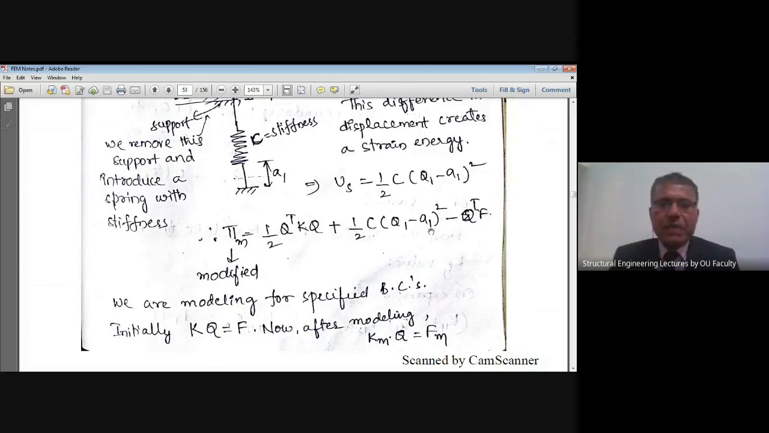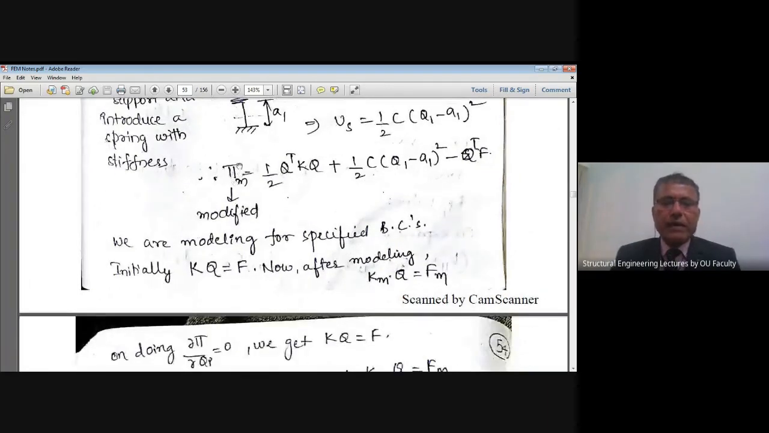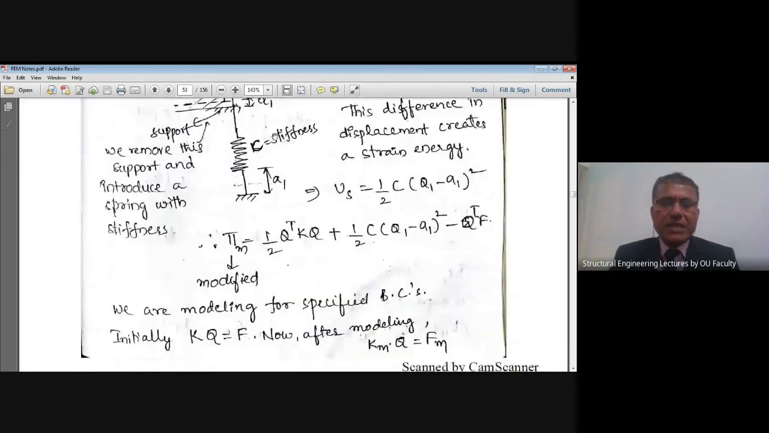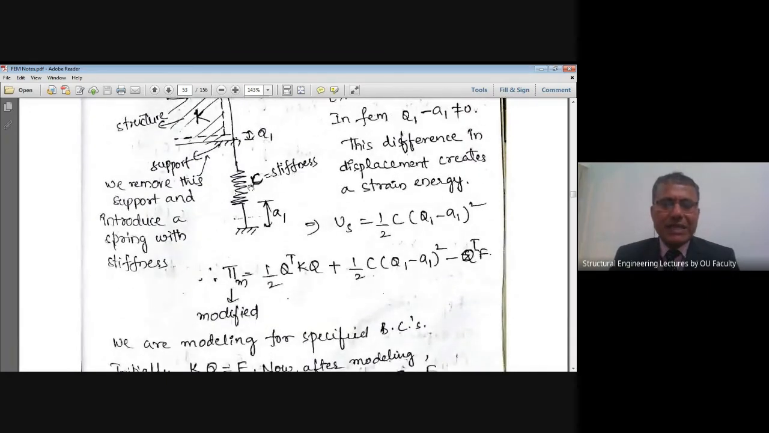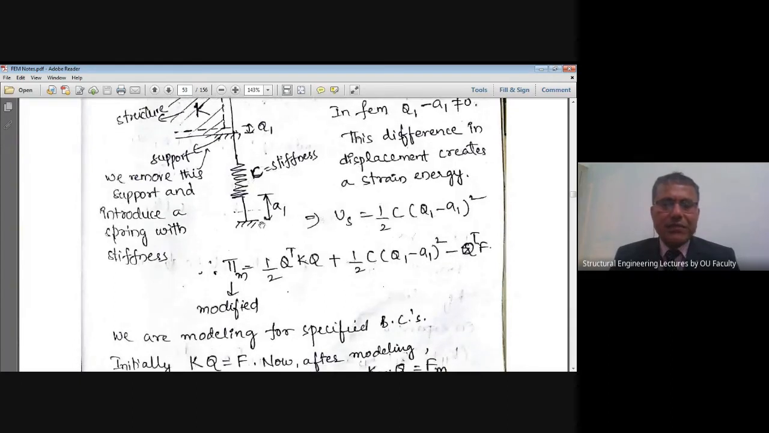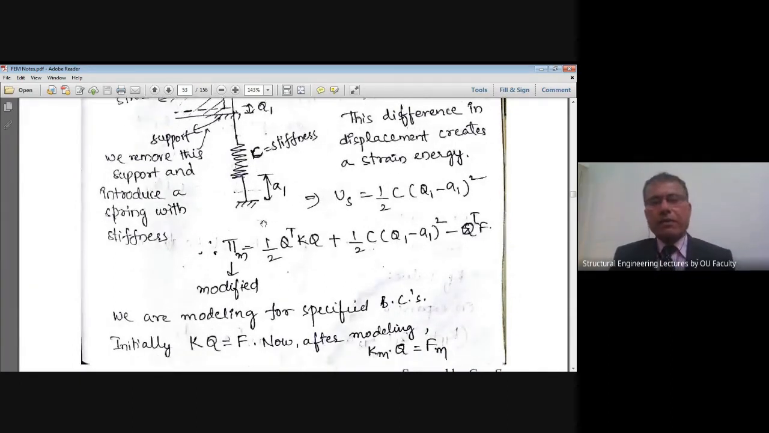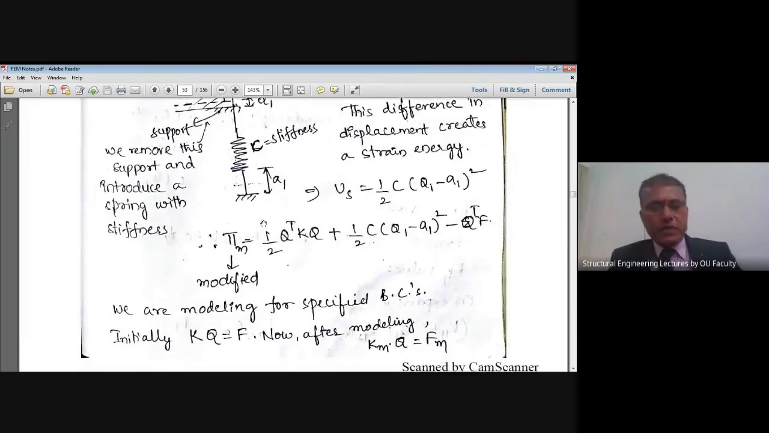Q transpose multiplied by F. Therefore, this is what is called the modified potential energy. This is modified because of the introduction of this stiffness C, stiffness C for modeling the boundary, modeling the boundary as QP1 is equal to A1.